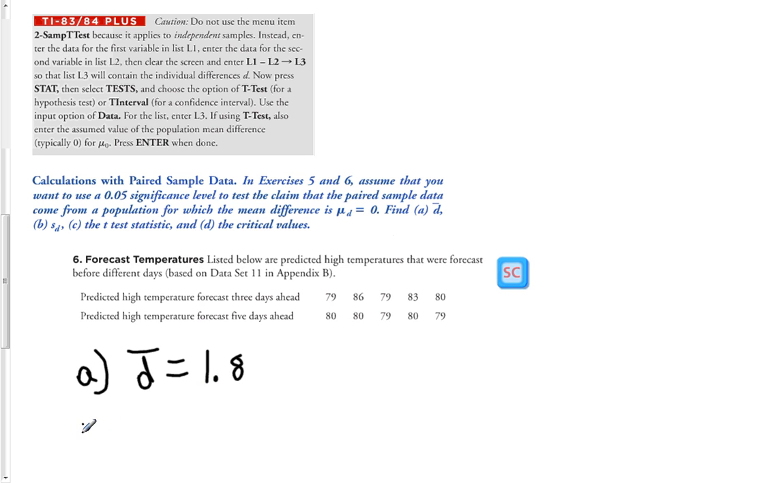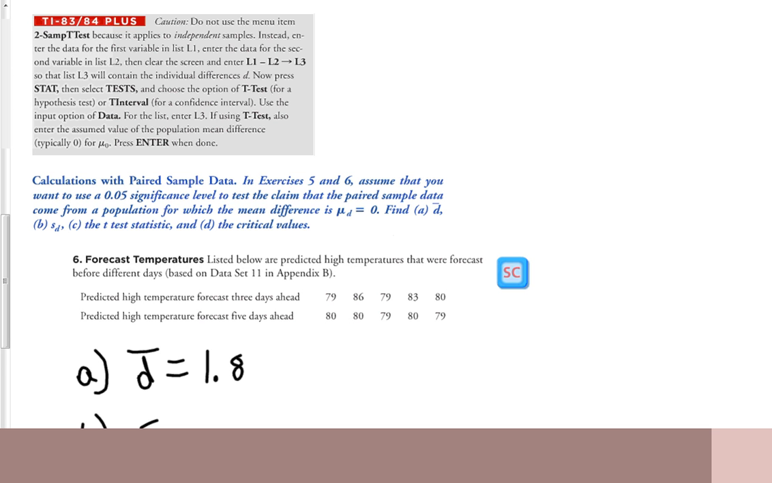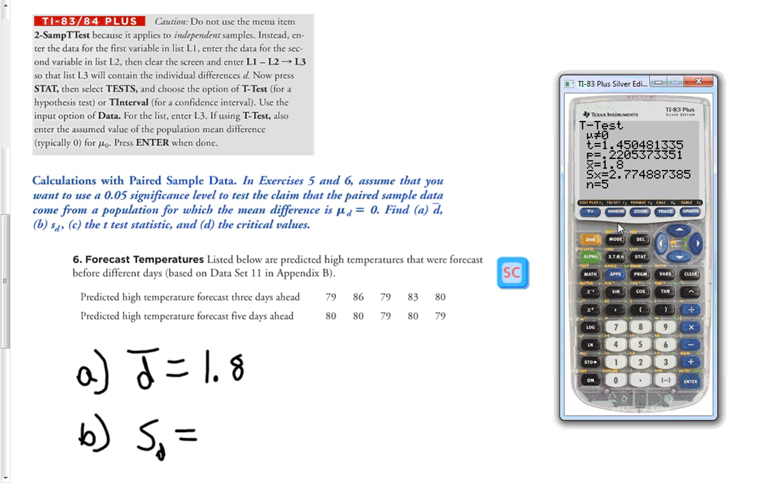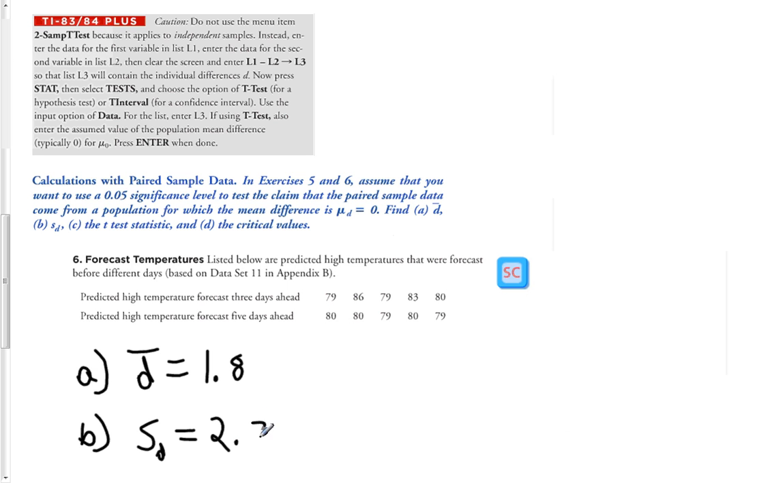Part B, the standard deviation of the differences, S sub d, S with a subscript of d. Let's see what that one gives us. That is going to be this sample standard deviation here, which we see to be 2.77. So S d is 2.77.